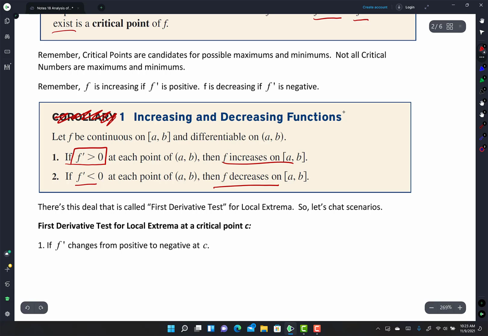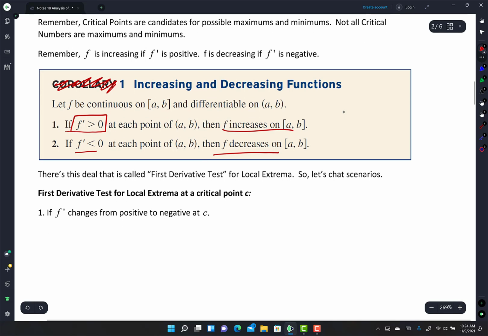Now, all this means, guys, is you read a graph left to right. That's all it means. So if f prime is positive and you're reading the graph left to right, f is going up. F is increasing. If f prime is negative and you read the graph left to right, f is decreasing. Are we still okay? Okay, here we go.